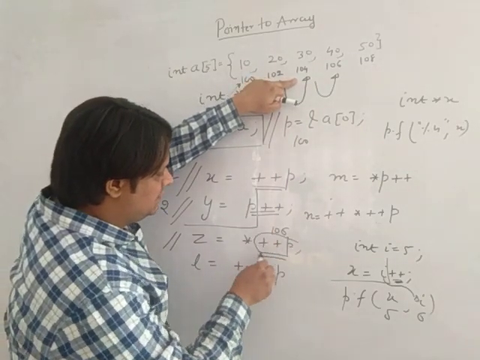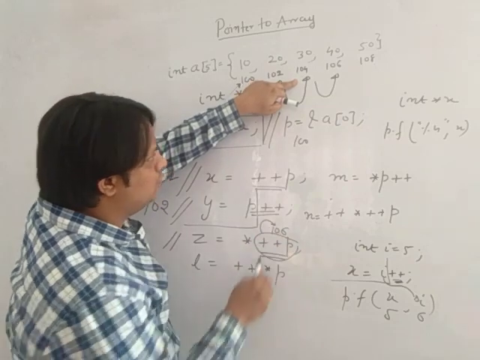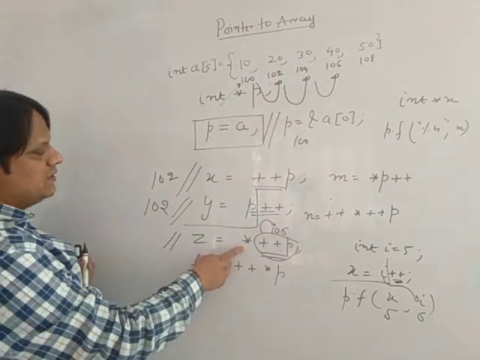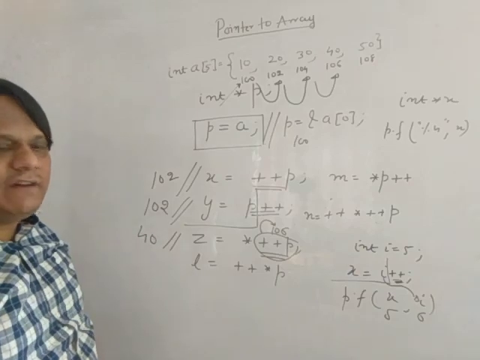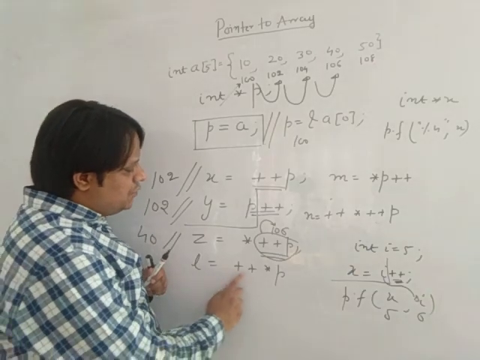But when you do ++p, then the pointer once again moves to 106, and star of 106 is 40. Therefore the value of z is 40. Fine. Now n is equal to ++*p.